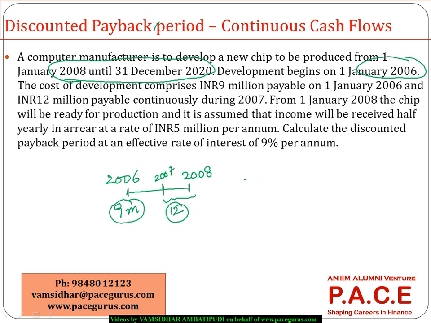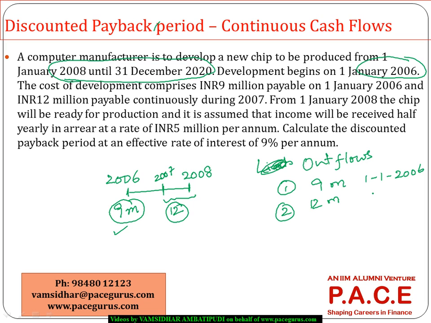How do I represent all my outflows? The first one is straightforward. As on 2006, 1st Jan itself is my cash outflow. So probably I should look at the liabilities or cash outflows. From a company's standpoint, there are two outflows. One is 9 million on 1st Jan 2006 and the other is 12 million over the period of 2007. That is what we mean by continuously. So we have to bring out how to put it into a notation.